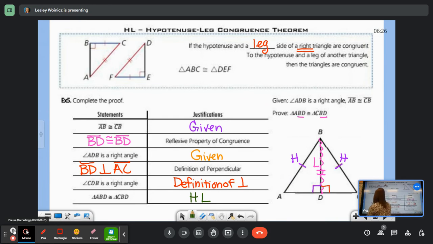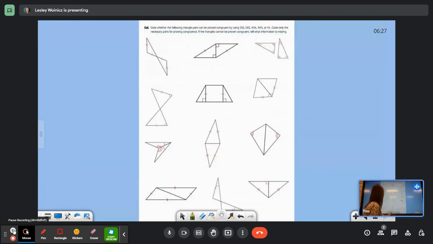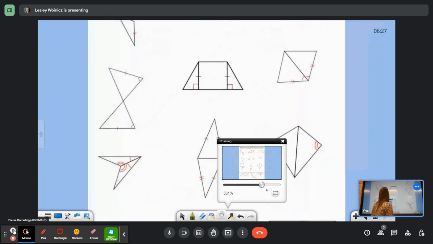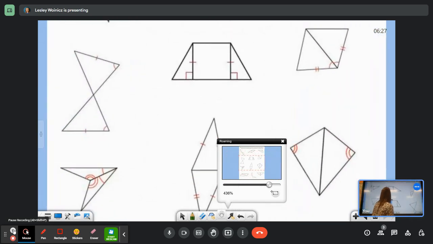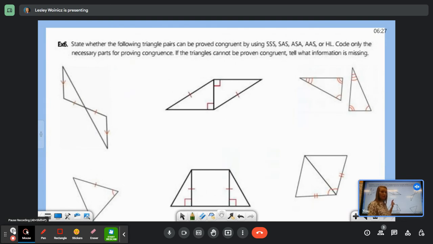Okay, that's it. Is that the bottom of the page? Oh, these are fun. You'll like these because you don't really have to prove anything. You just have to say which shortcut we can use. We do have to code the necessary parts for proving that the triangles are congruent. And if we can't prove them, we're going to tell what we're missing.